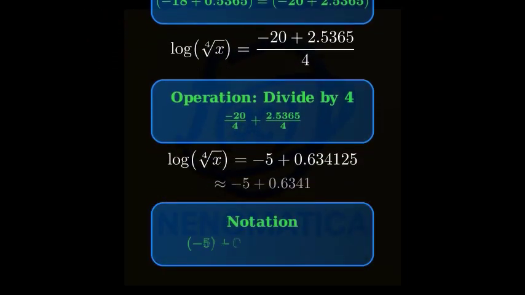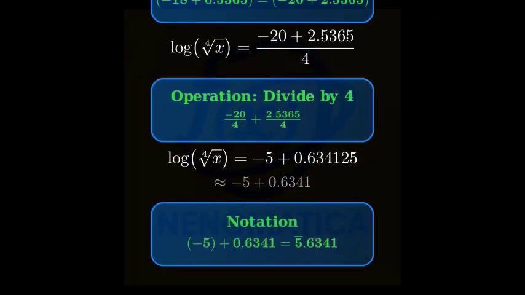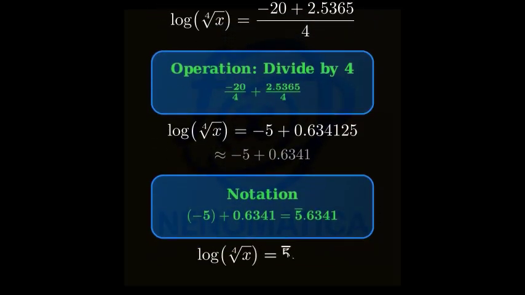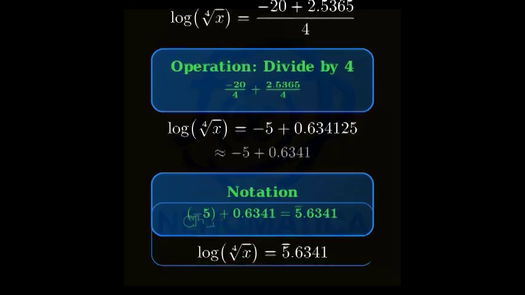Step 7. Use the characteristic to bound the value. If log of y equals n point p, then 10 to the n is less than y, which is less than 10 to the n plus 1. With n equal negative 5, we get the final inequality.